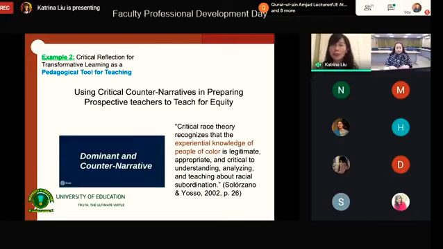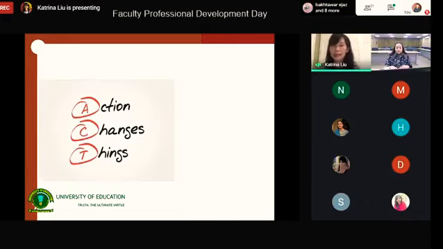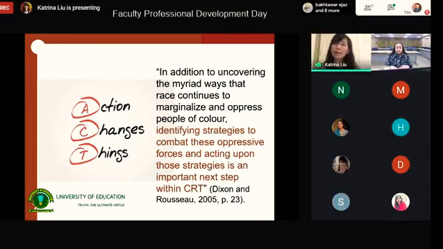I use a critical content narrative because the experience of people of color should be legitimate, appropriate, and critical to understanding. And then, based on those sharings, based on the stories and the voices of people of color, we need to also identify strategies to combat these oppressive forces, and acting upon those strategies is an important step, right?